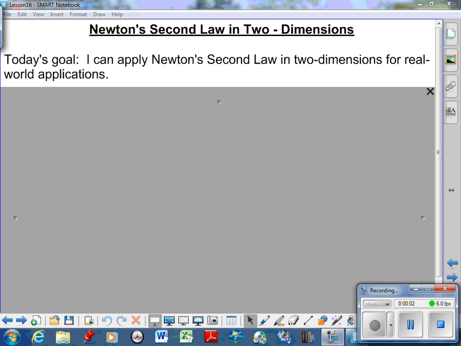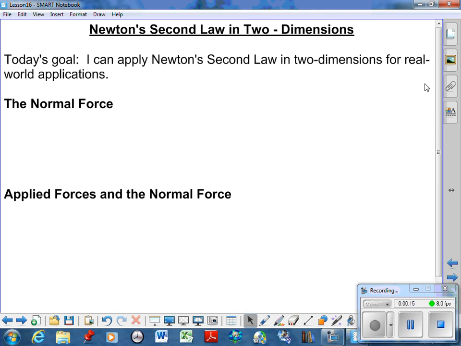Okay, welcome back, and now we're going to look at Newton's law in 2 dimensions. So the goal today: I can apply Newton's second law in 2 dimensions for real-world applications. And this is where your understanding of vectors is going to play a major role for us today.